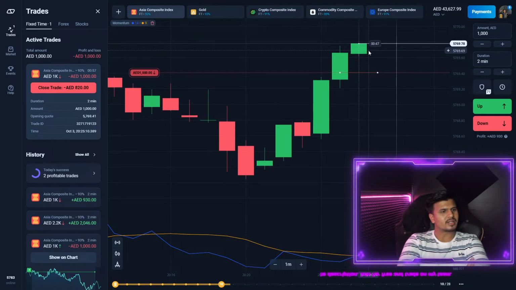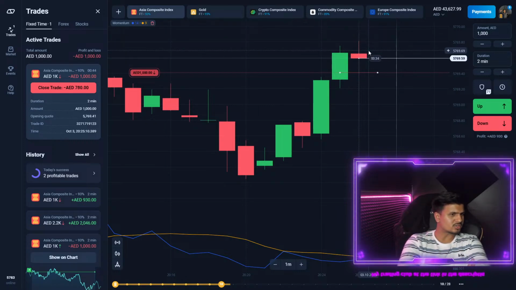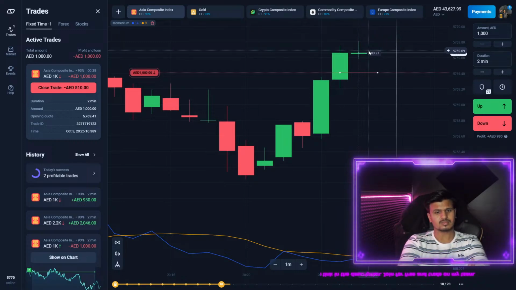Guys, look, in the starting time when I lost 1000 dirham, then I used the martingale strategy with 2200 dirham. But I will not invest 2200 dirham here because there is no loss. I am already in profit. So I will use only 1000 dirham again if I get this loss. So let's wait.